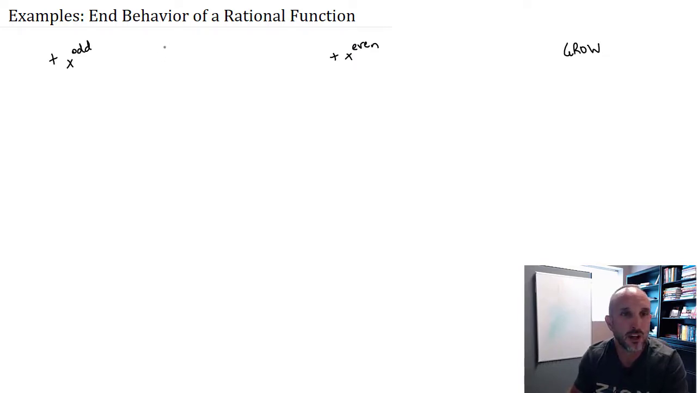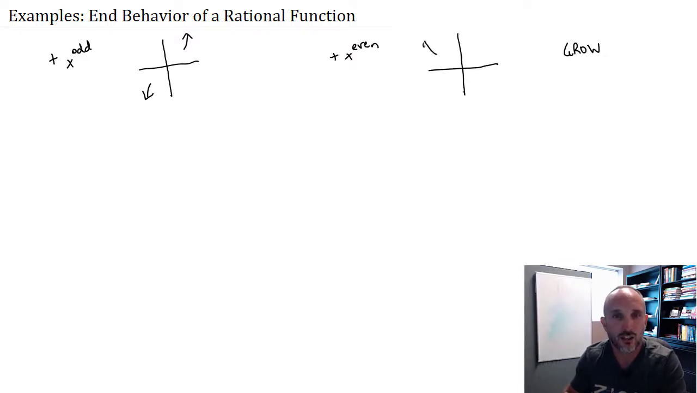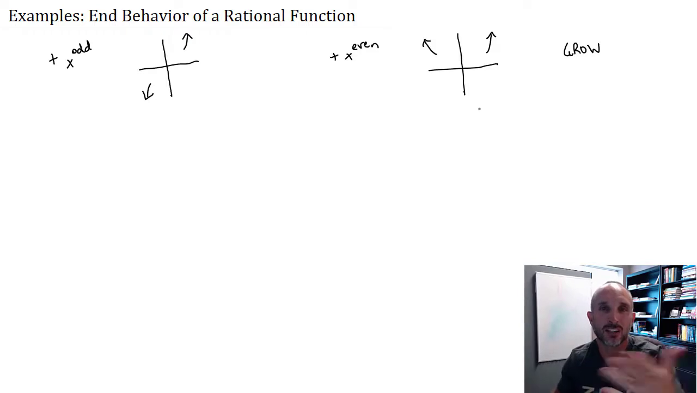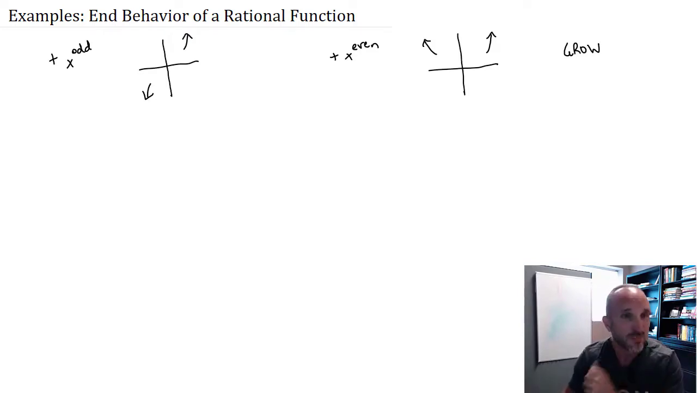If you have x to an odd power, it's going to grow in the negative direction on the left and in the positive direction on the right. If you have x to an even power, it's going to grow in the positive direction on the left and also the positive direction on the right. Both ends are growing, going to positive or negative infinity. And we also know what happens if you multiply by a negative coefficient. You simply flip those over.